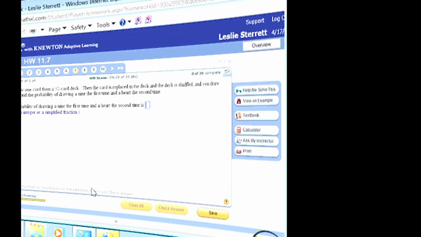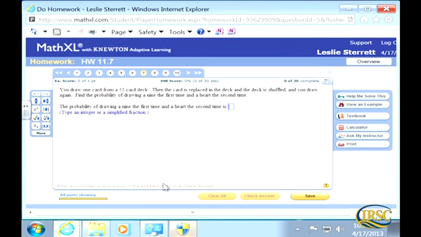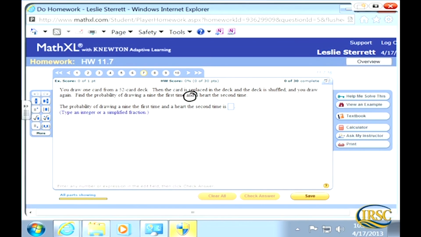Okay, so here it says you draw 1 card from a 52-card deck. Then the card is replaced in the deck, and the deck is shuffled, and you draw again. Find the probability of drawing a 9 the first time and a heart the second time. Okay, so first of all, what's the key word in this problem? And. So you know that you're going to be multiplying your probabilities. Okay, are these independent or dependent events? Independent is correct. Why? Because the card is replaced. Good. So the card is replaced, so these are independent events. What happens the first time is not going to affect what happens the second time.